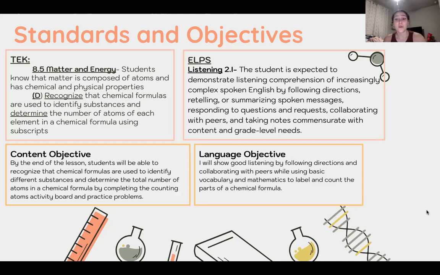You guys also completed the language objective by using good listening, following the directions, and collaborating with your peers. You guys were supposed to be using basic vocabulary of coefficient, subscript, element. And you guys were able to complete this by going through the board game, the practice sheet, and the STAR questions.